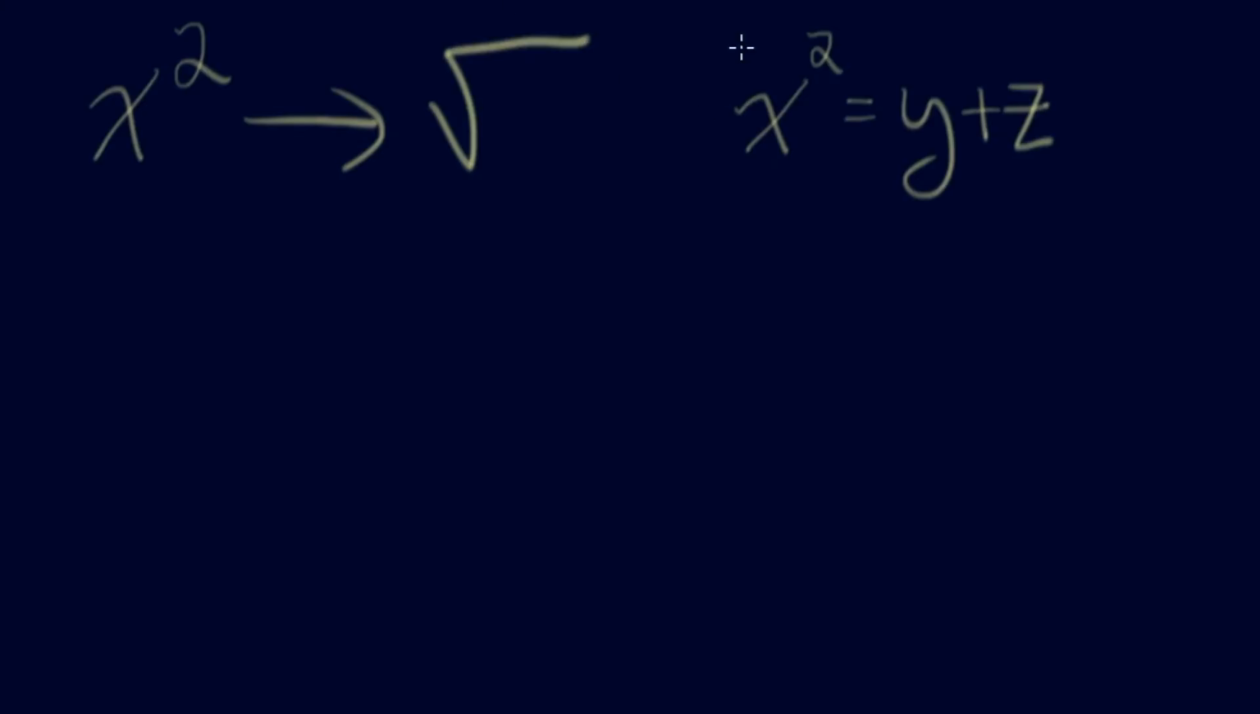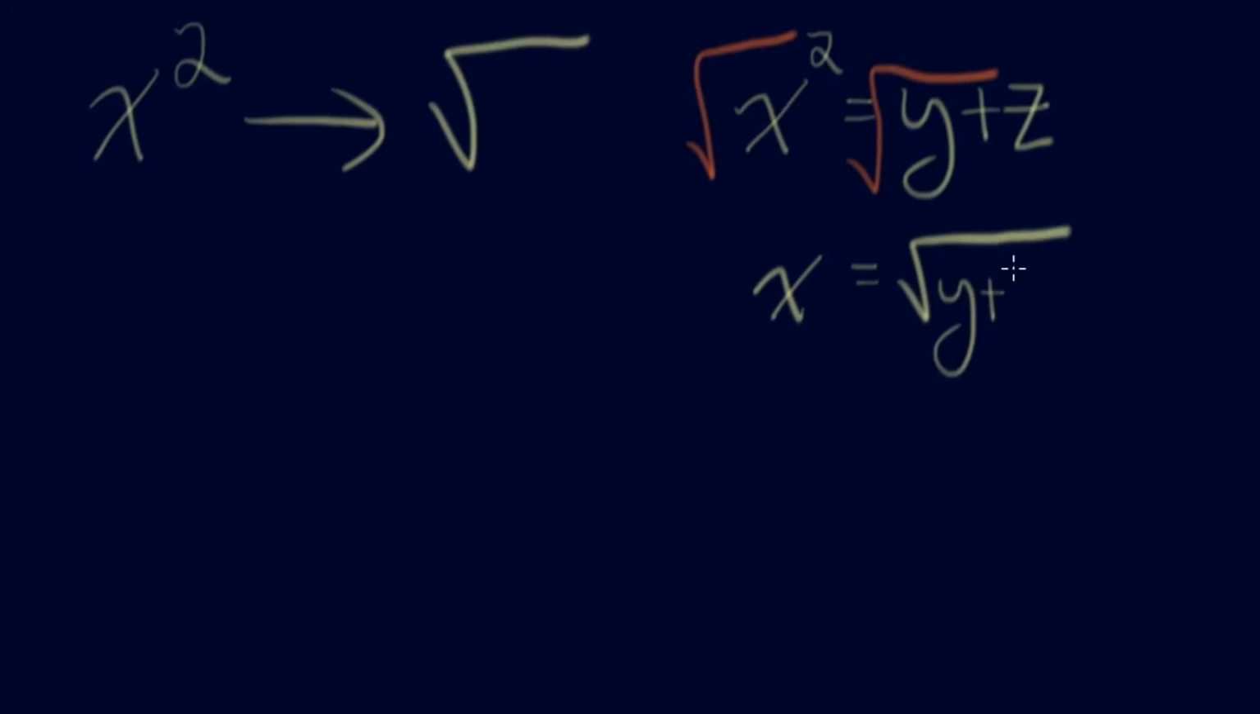So I say, I want to get rid of this square. How do I get rid of an x squared? Well, the way that you do it is you square root, because the square root of something squared is just the number itself. So the square root of x squared is x, leaving you with the square root of y plus z, because you still need to follow the rule: what you do on one side, you do to the other. We're going to play with this idea when we look at our examples today.